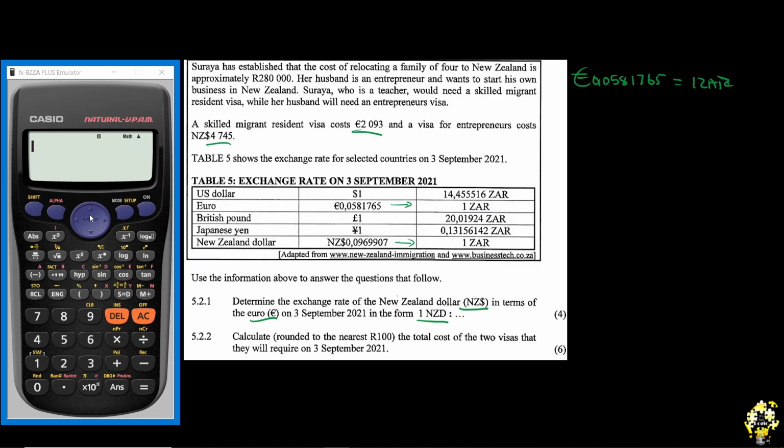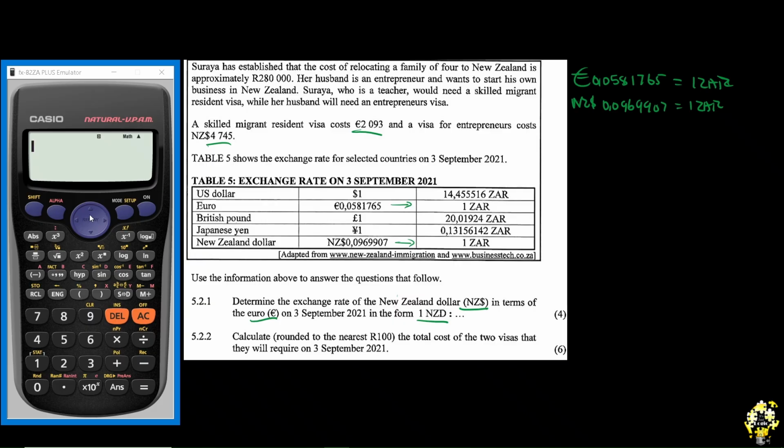And then we also have another one for New Zealand dollars. So New Zealand dollars, which says that if you have 0.09699907, you can actually earn yourself 1 South African rand. Which one's stronger? This one is stronger, this one is weaker.